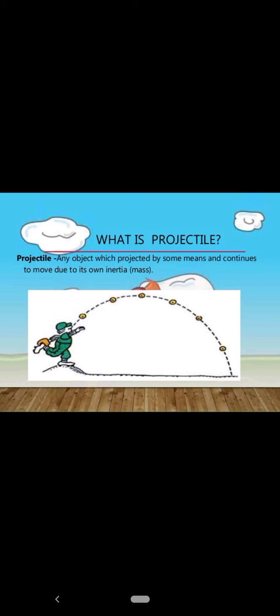What is a projectile? A projectile is any object which is projected by some means and continues to move due to its own inertia. So basically, when you throw anything, that motion is projectile motion. In the picture you can see a person throwing a ball. The motion of this ball is the projectile motion, and the path that the ball covers is the projectile path.